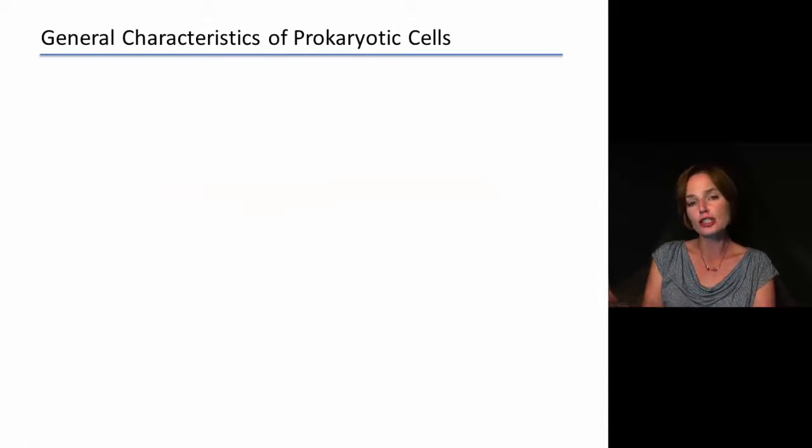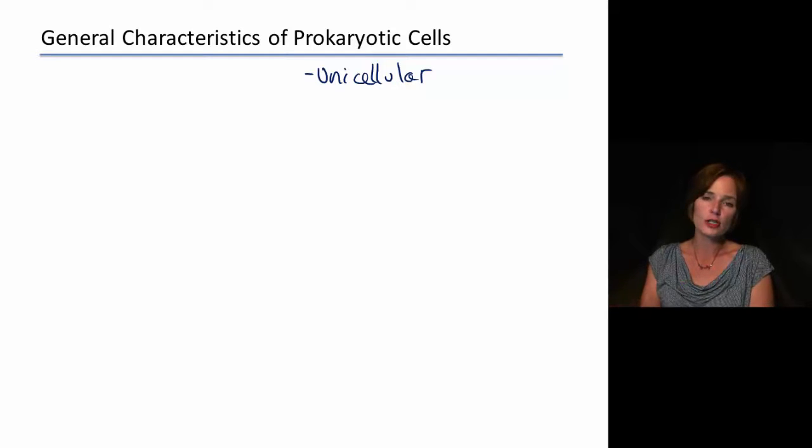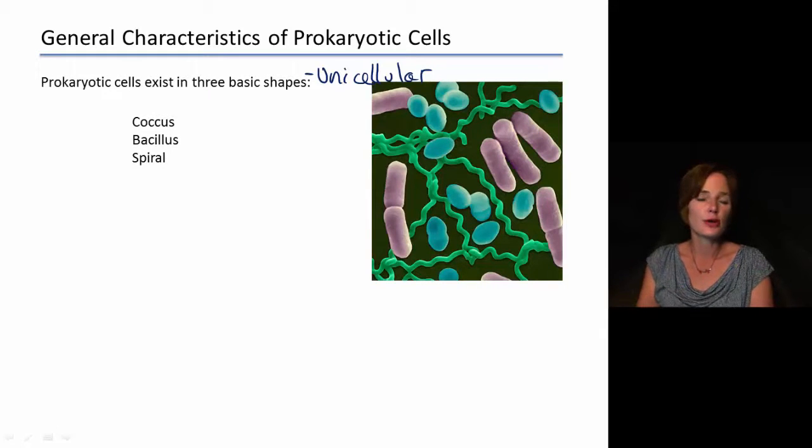Now, if we talk about some other general characteristics of prokaryotic cells, first of all, these do tend to be organisms that are unicellular. As unicellular, that means they tend to be organisms made up of just one cell each. There are some exceptions to that, but that is for the most part what we tend to see. And these prokaryotic cells exist in three basic shapes. We have coccus, bacillus, and spiral.